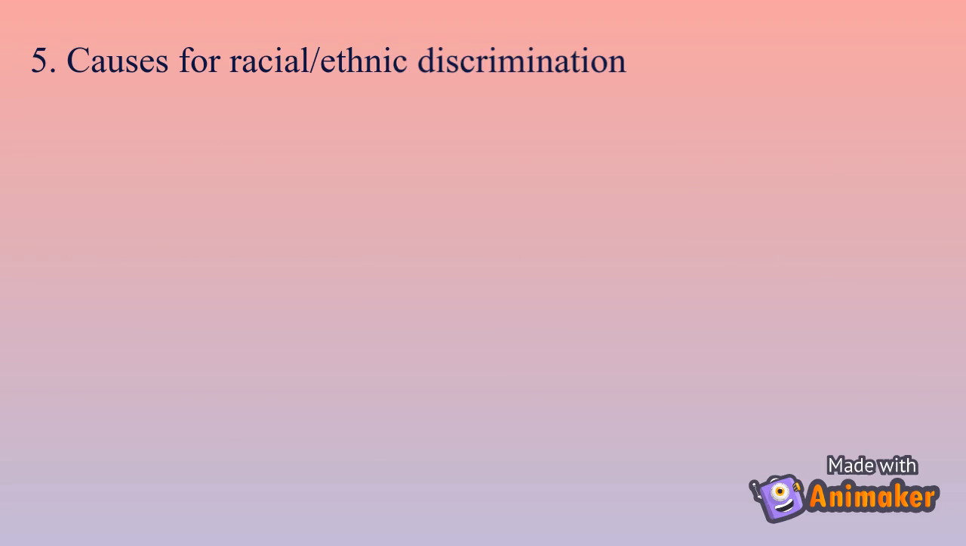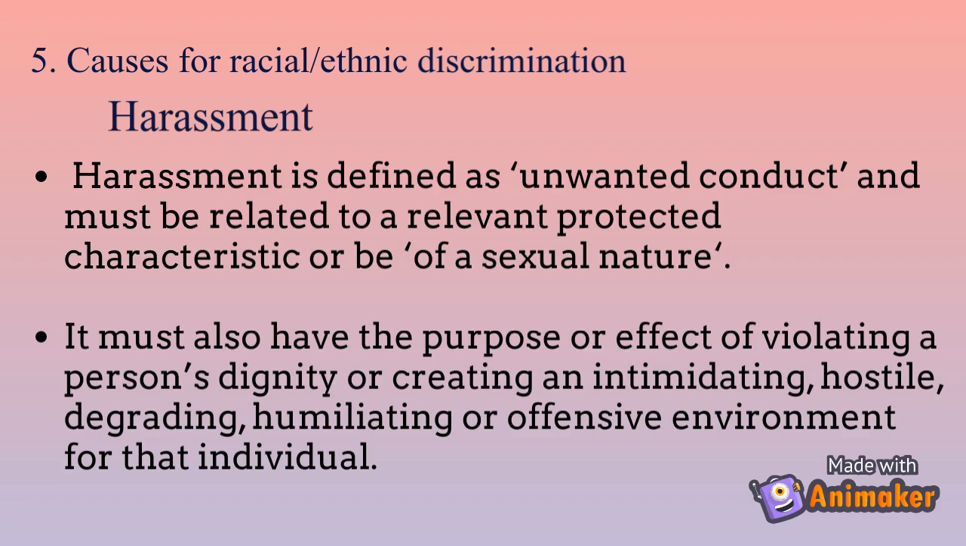Causes for racial or ethnic discrimination. Harassment. Harassment is defined as unwanted conduct and must be related to a relevant protected characteristic or be of a sexual nature. It must also have the purpose or effect of violating a person's dignity or creating an intimidating, hostile, degrading, humiliating or offensive environment for that individual.